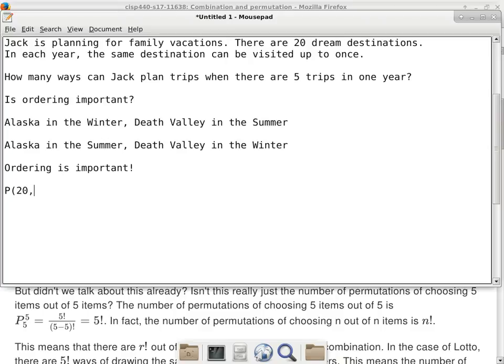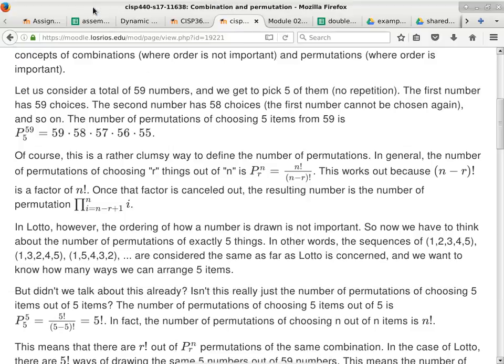20, and out of 20 we are choosing 5. That's it. So this is the total number of possible ways to arrange the 20 dream destinations, but choosing only 5, and considering all the ways of arranging the ordering of those 5 destinations. Is that making any sense? That turns out to be a pretty big number, by the way. Okay? So we'll take a look at this number and see, okay, but how big is that number?